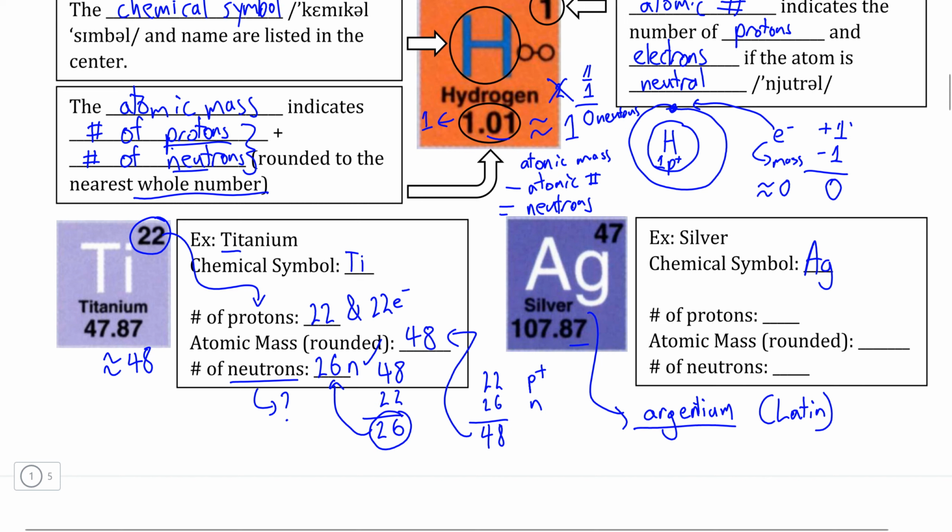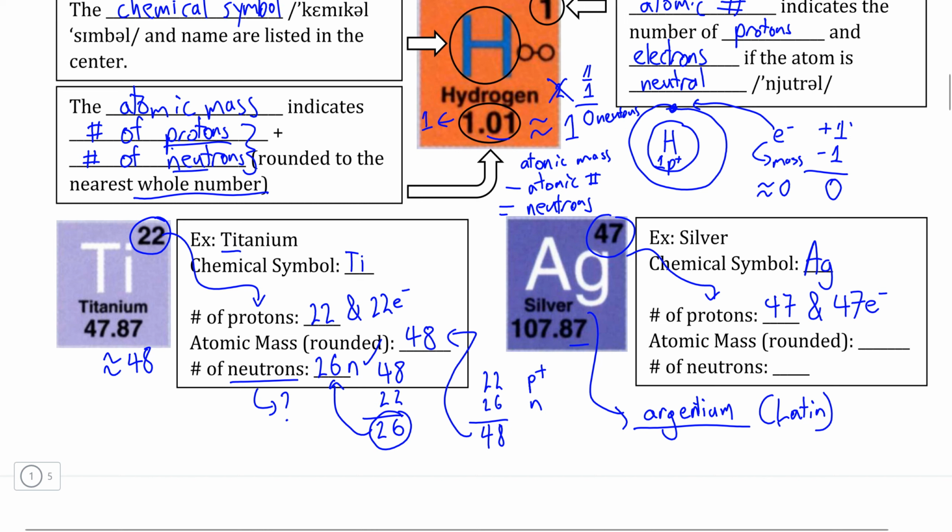That tells us a little bit of the history of the element, because silver, of course, was used for currency in the Roman Empire. They would make coins out of silver, and that's why it's given the chemical symbol Ag. Other than that, the rest of the periodic table works the same way. We take the atomic number to find the number of protons and also the number of electrons. Remember, the atomic number tells us both protons and electrons.